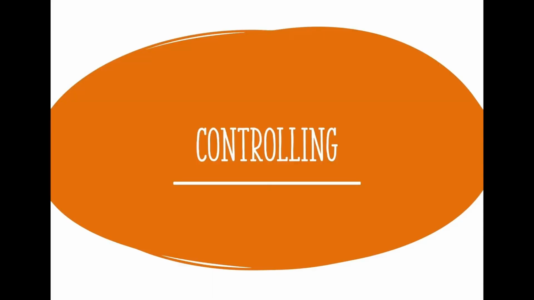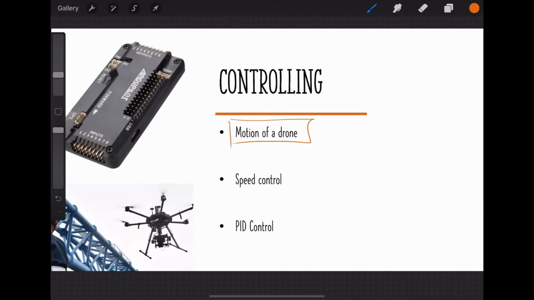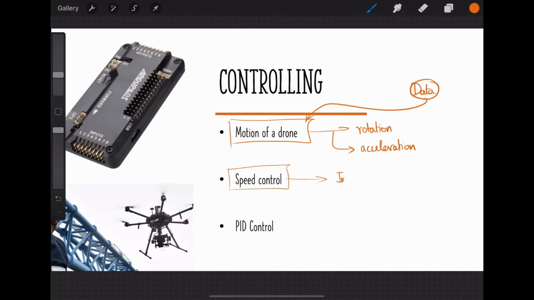Next up, controlling. Aside from sensing, a flight controller controls the motion of the drone. The drone can rotate and accelerate by making speed adjustments, as I explained in my previous video. The flight controller uses the data gathered by the sensors to calculate the desired speed and sends this information to the electronic speed controllers, which translate it and then signal the motors.